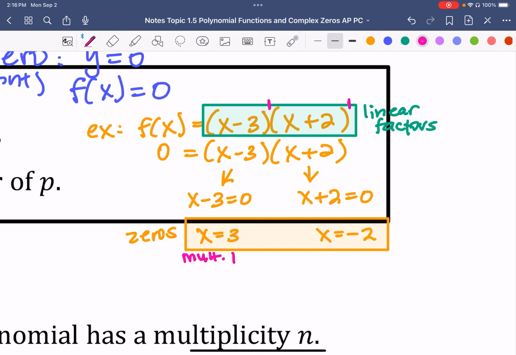So since x equals 3 came from the linear factor x minus 3, which had an exponent of 1, it would have a multiplicity of 1. And the same thing for x equals negative 2, it would have a multiplicity of 1. Okay, if this one had a degree of 4, then this one would have a multiplicity of 4. If this had a degree of 7, this would have a multiplicity of 7. So whatever linear factor your zero came from, that exponent, that degree, is the multiplicity of your zero. Okay?